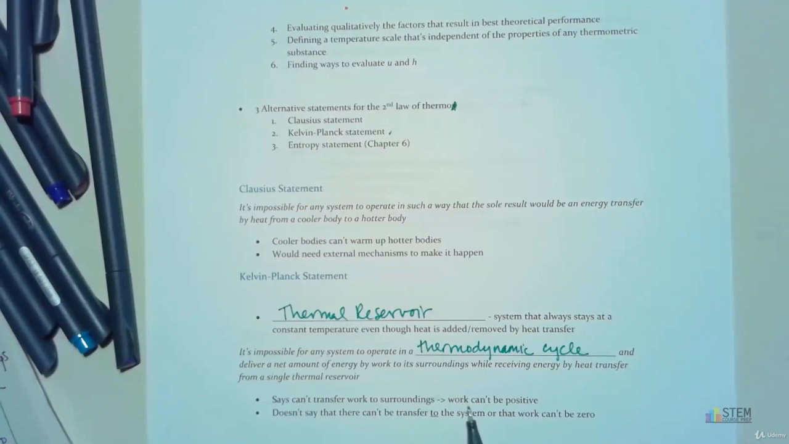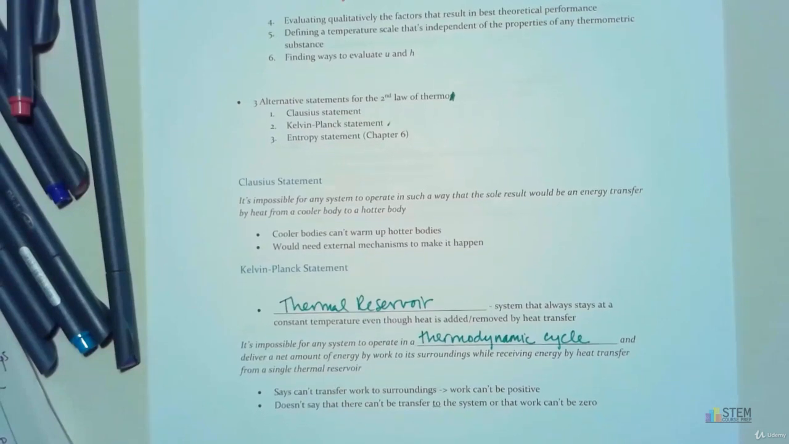That means work can't be positive. Remember, if we had that positive work, that means we had power to send out. We could turn a shaft or something, for example. So with this statement, that means we can't have a positive work. Now, it does not say that there can't be transfer to the system or that work can't be zero.